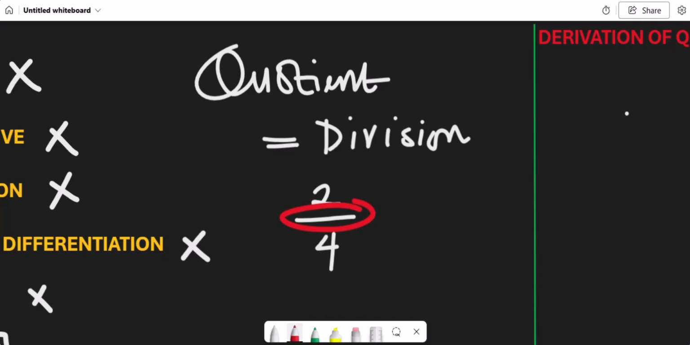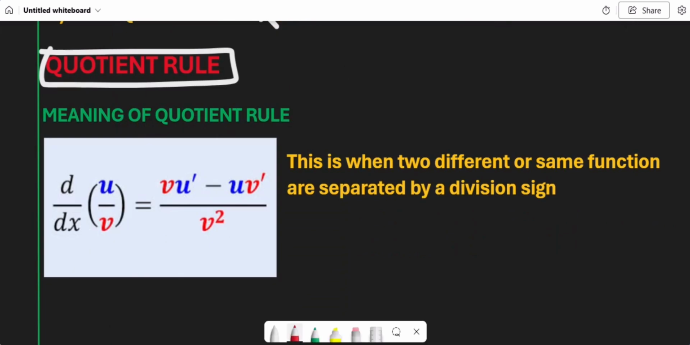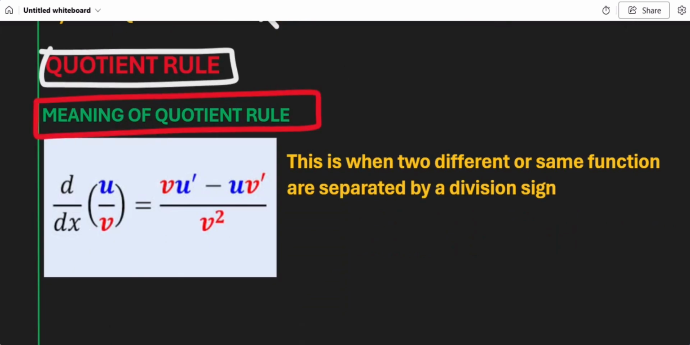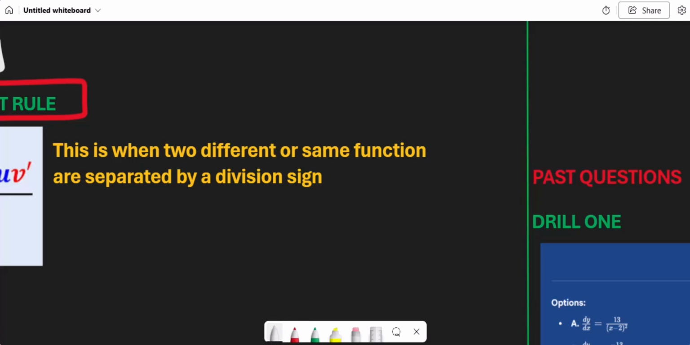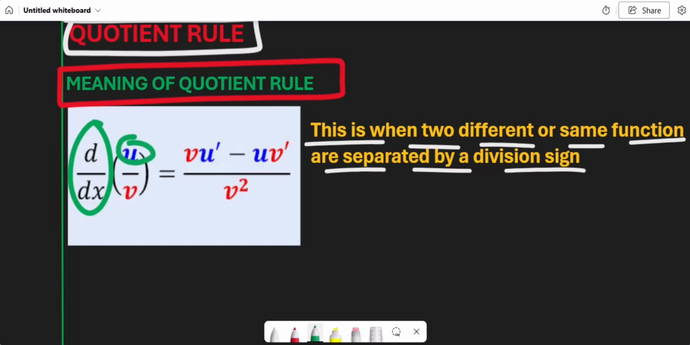So under differentiation, we have what we call the quotient rule. So let's go into what we have. What is the meaning of quotient rule? On this side, I wrote down that this is when two different or same functions are separated by a division sign. When two different or same functions are separated by a division sign, we call them a quotient rule. Now look at the picture beside us. In this picture, we have this derivative, and we have u all over v.